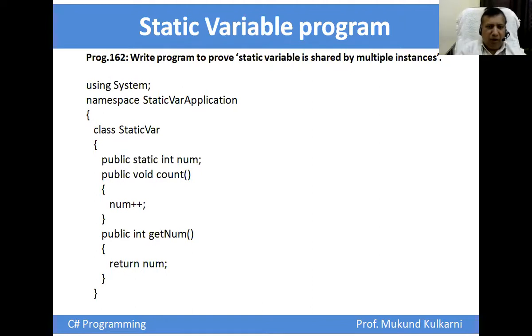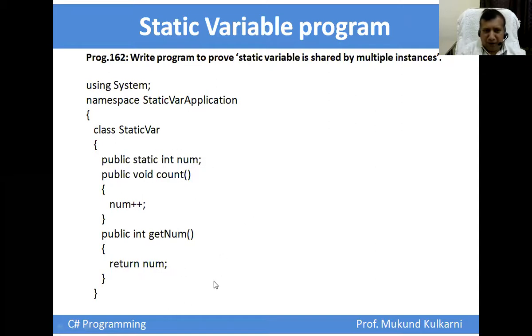Now let us try to understand the program. The class name is StaticVar. This class will contain one static variable. See here, public static int num. This is a static integer declared as public so that it can be accessed outside the class. Now there are two methods, one is count and another is getNum. The count method will increase the existing value by 1 and the getNum method will return the existing value.